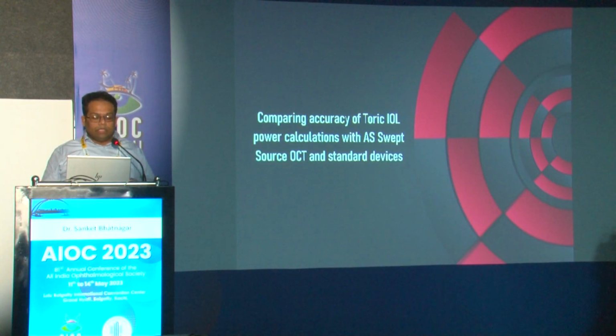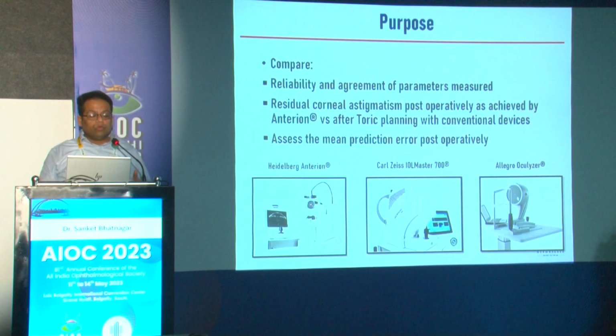So we conducted our study with the purpose of comparing the reliability and agreement of parameters measured between Anterion, IOLMaster 700 and Oculyzer. We also compared the residual corneal astigmatism post-operatively, which was achieved by Anterion toric planning and by the toric planning done by conventional devices, and assessed the mean prediction error post-operatively.